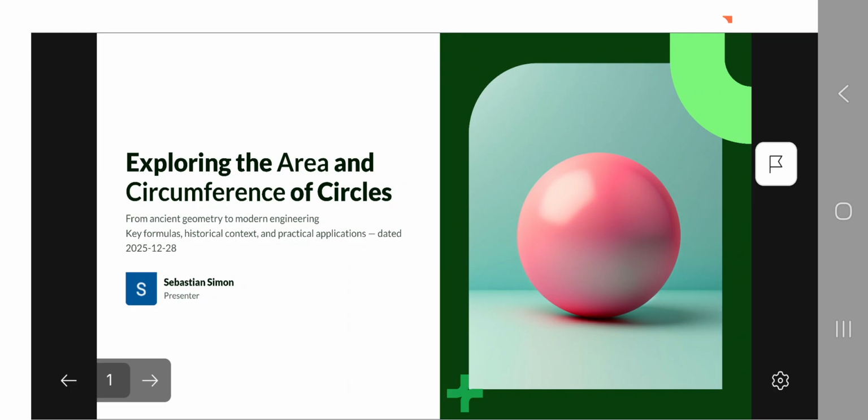Welcome. This is exploring the area and circumference of circles. This will talk about ancient geometry to modern engineering, key formulas, historical context, and practical applications.